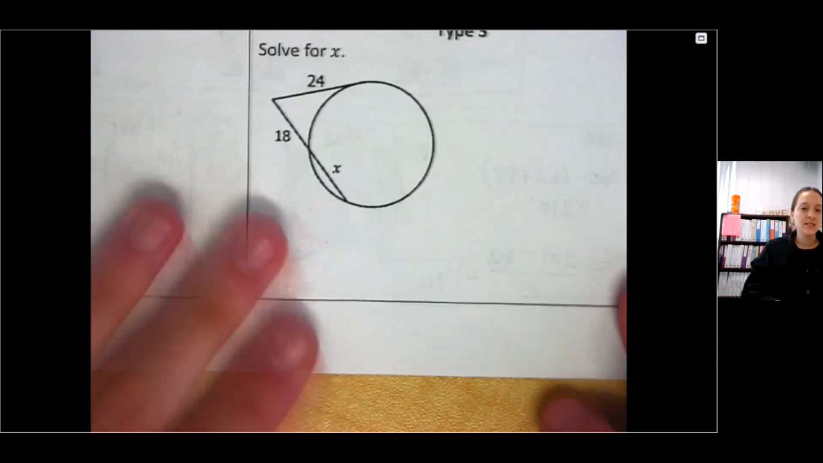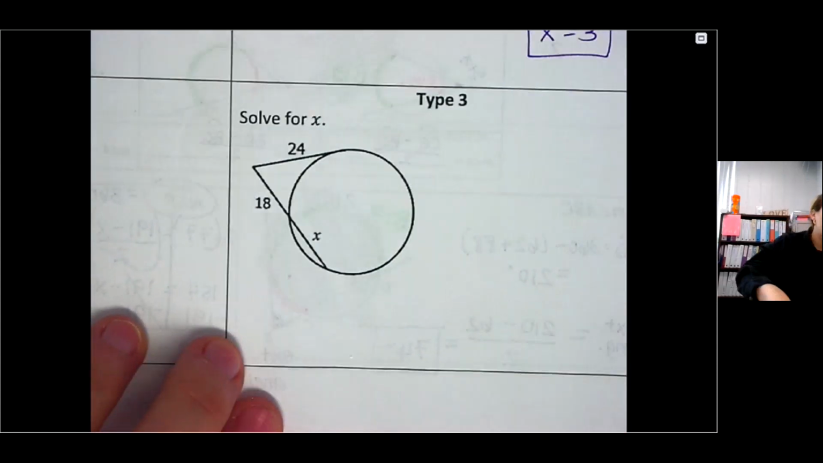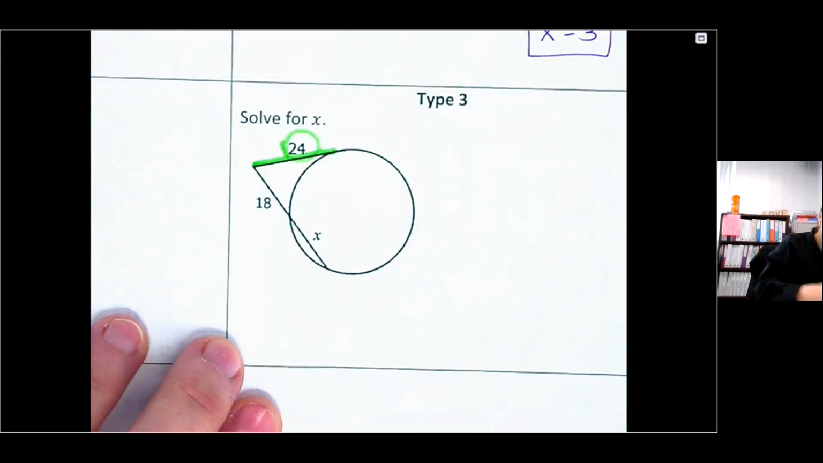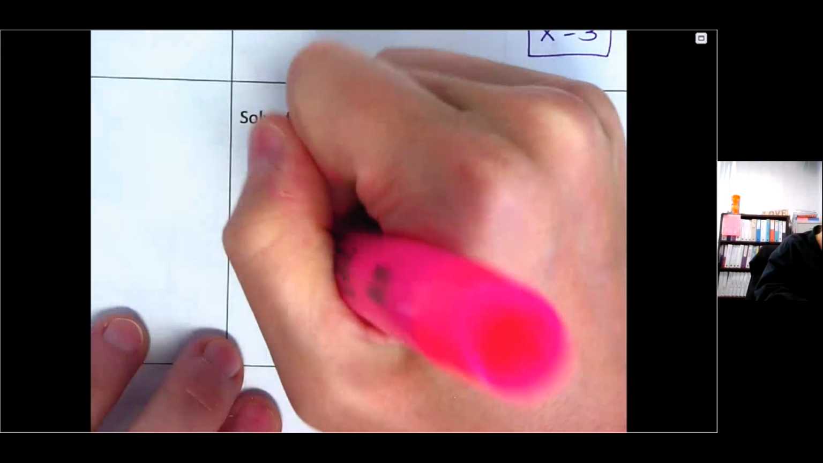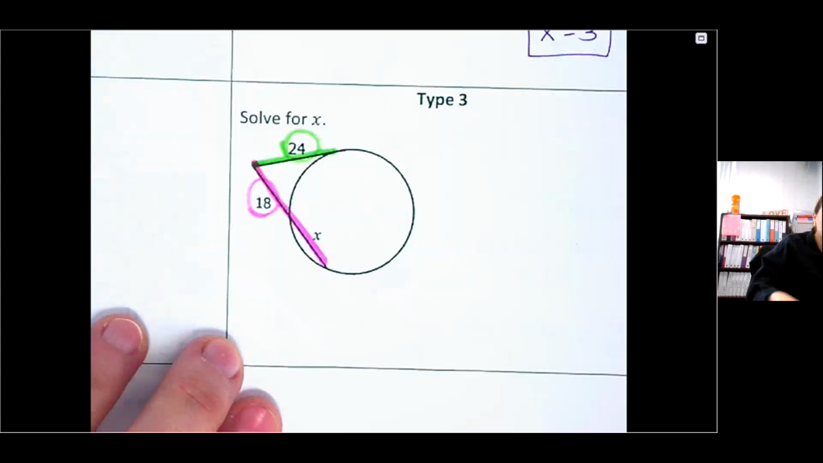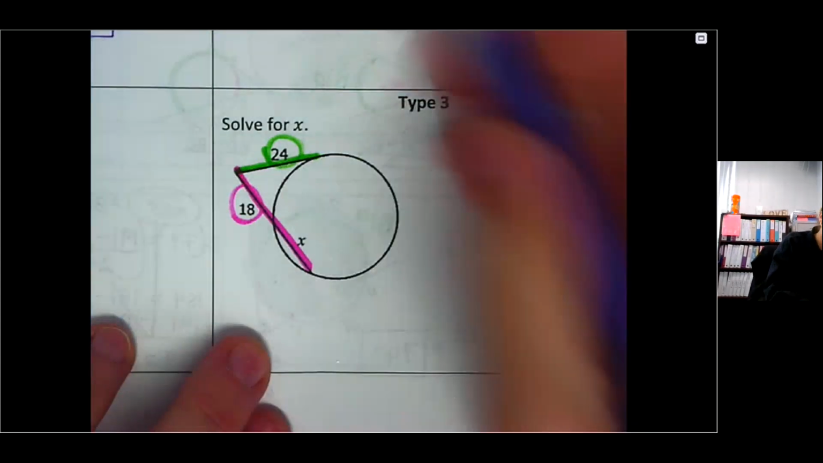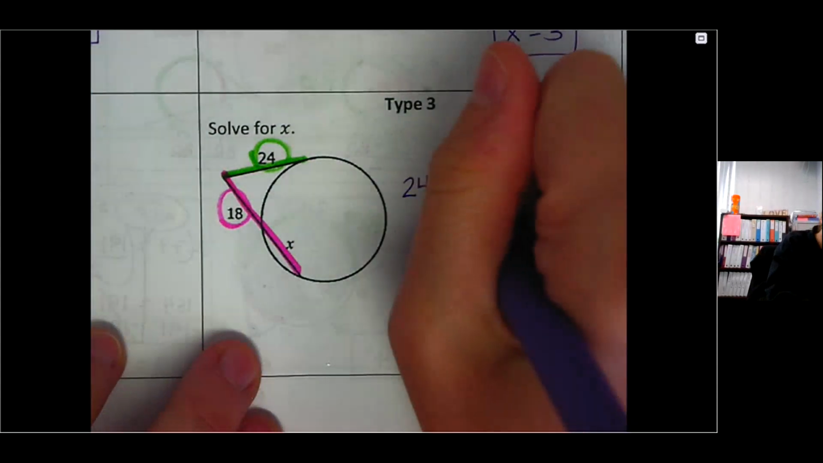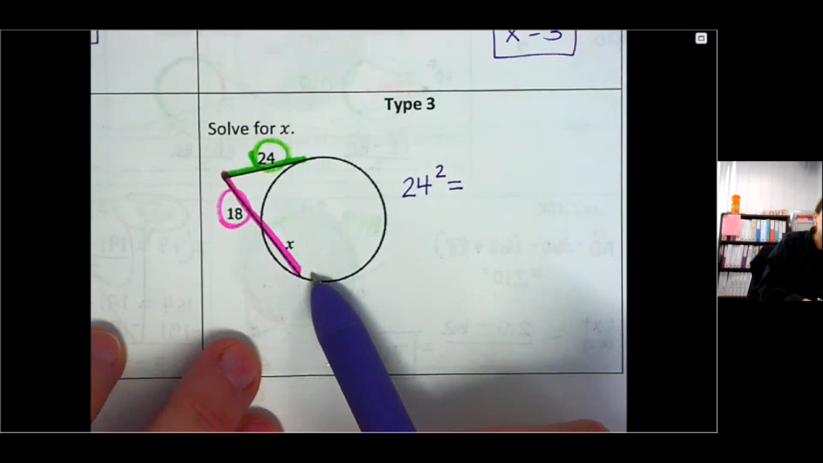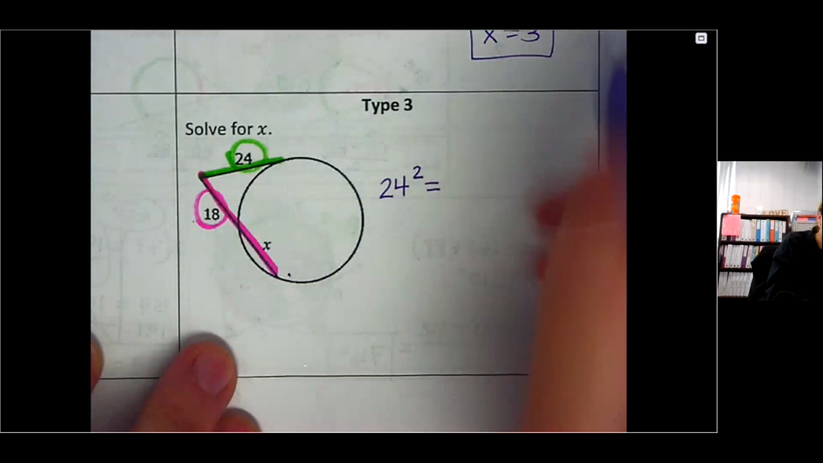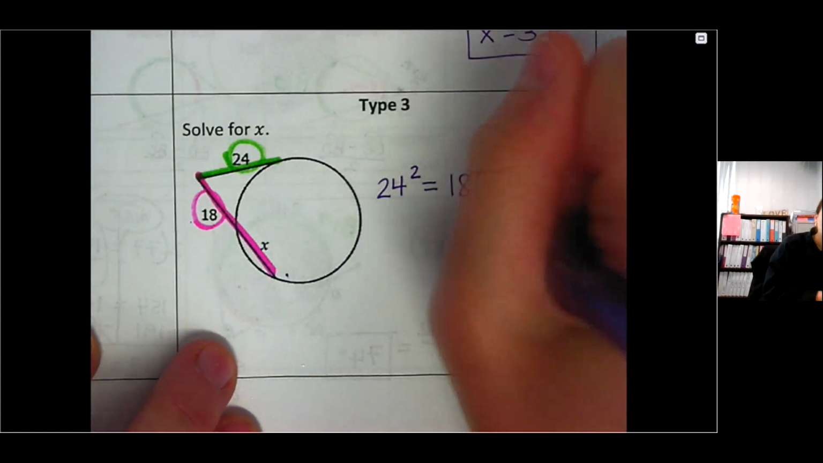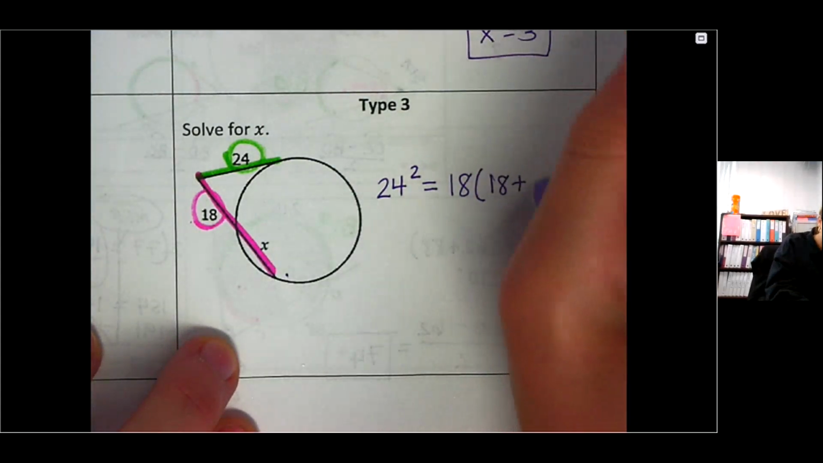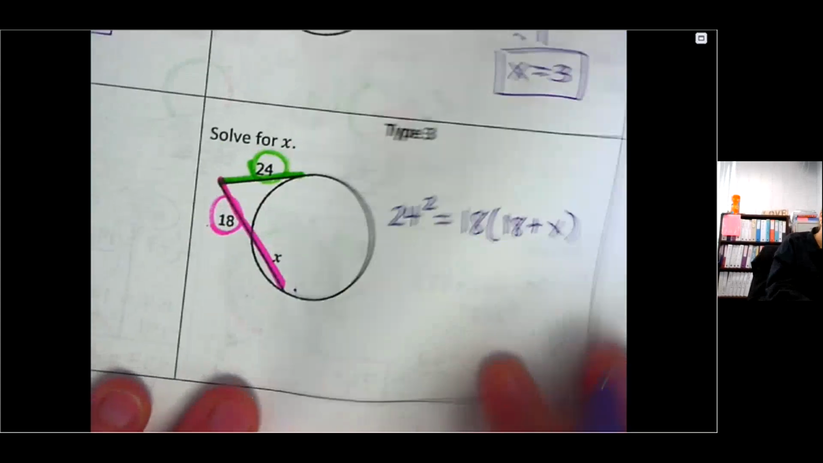Okay, last one. The one that is all by itself is the tangent. That's the 24. The piece that you're going to do the outside times whole with is this pink one. So the one that's alone gets multiplied times itself, 24 squared equals. And then for this piece, this is outside times the whole. So outside is 18 times the whole thing, which is 18 plus x. I don't have the answer to that one, sorry.